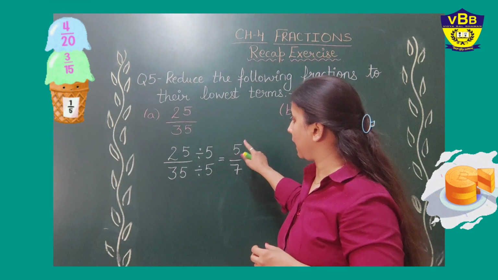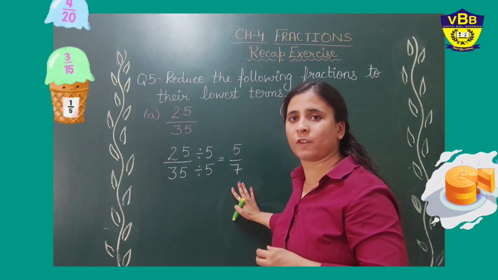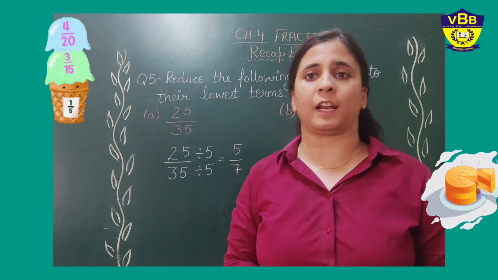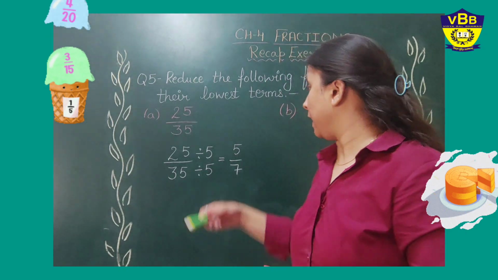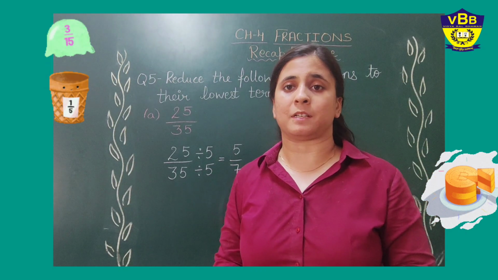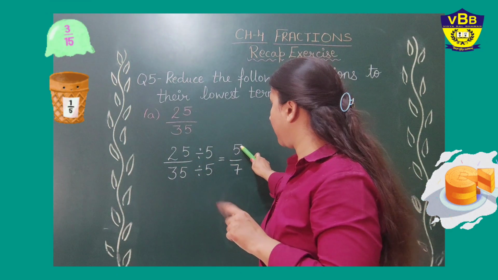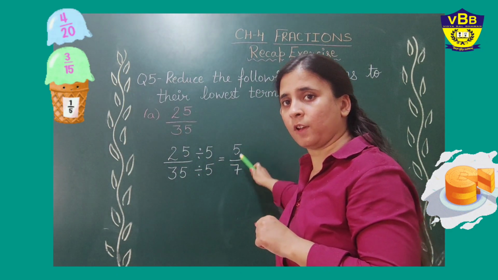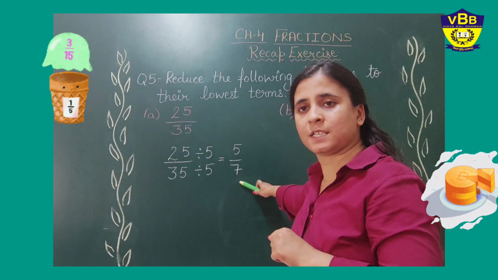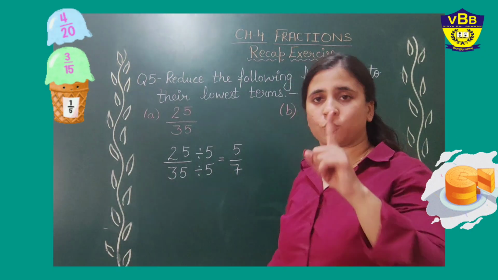Look and see whether 5 and 7 have any other common factor other than 1. 5 and 7 both are prime numbers. Their factors will be 1 and the number itself. So, the factors of 5 are 1 and 5. Factors of 7 are 1 and 7. So, their common factor becomes only 1.